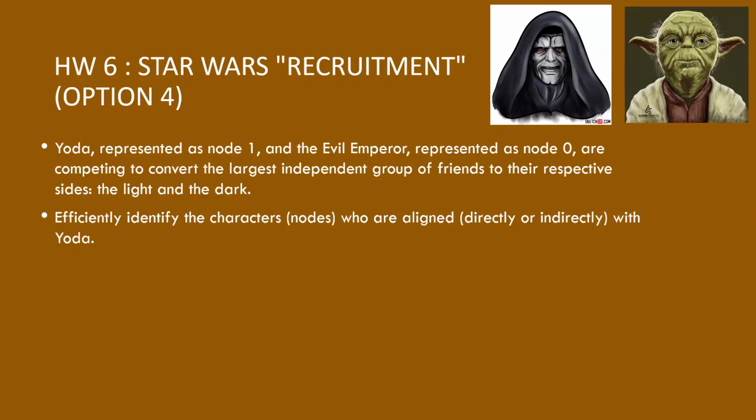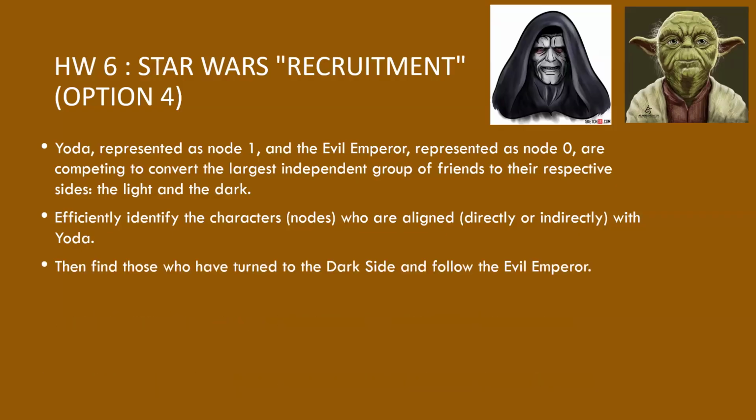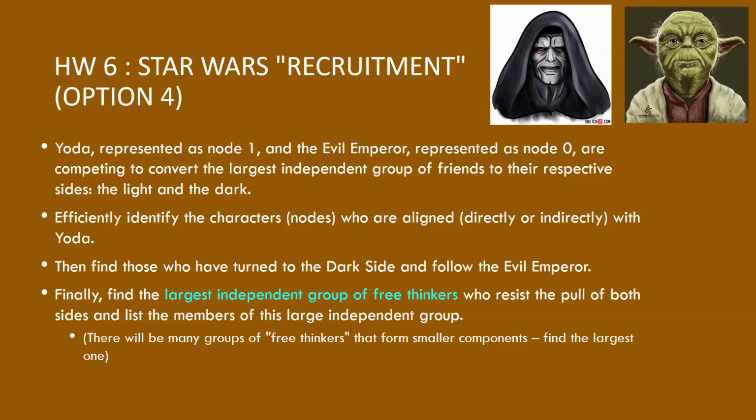Those are either the dark ones or the light ones, right? On the Yoda side or the evil emperor side. So we don't care about those. We're trying to figure out the largest independent group. Okay. And once we identify that, we can list the nodes that are inside of that.